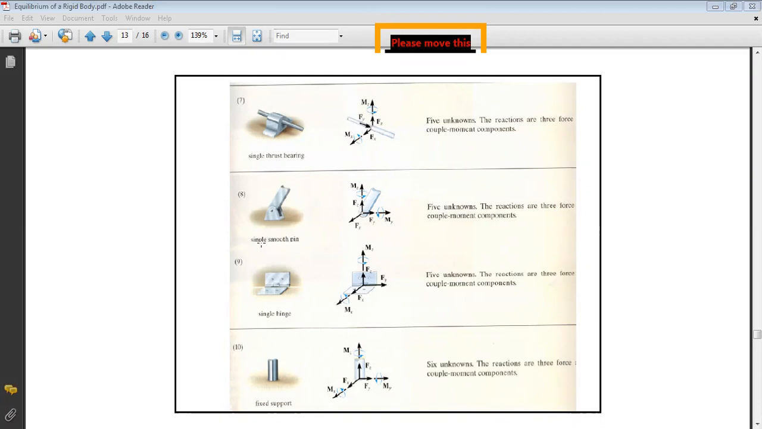Now, a single smooth pin, okay? If you look at this figure, this is your pin. What is the only motion you can do in this case? Rotating. I can do rotation about this axis here, okay? So I can rotate about this axis. My member can rotate about the pin in the Z direction, or here they choose to name it X, in the X direction.